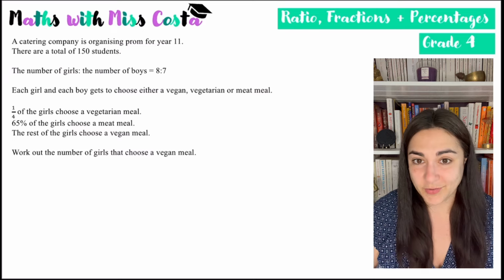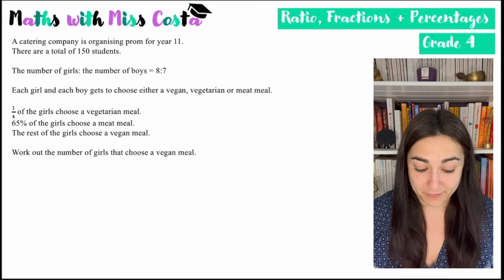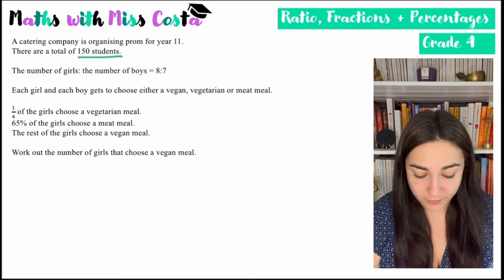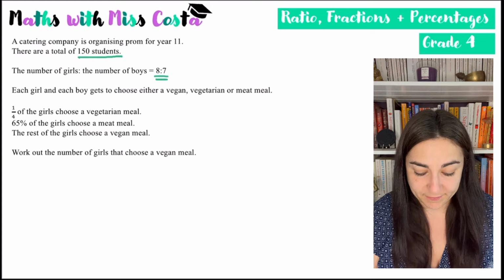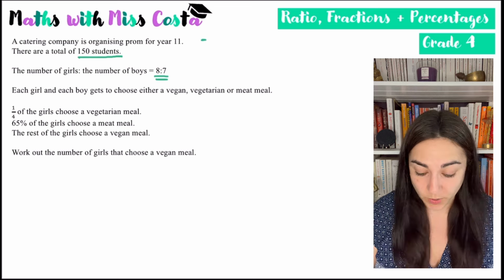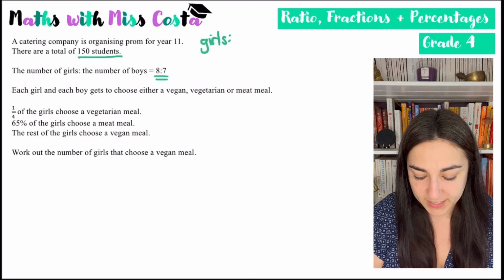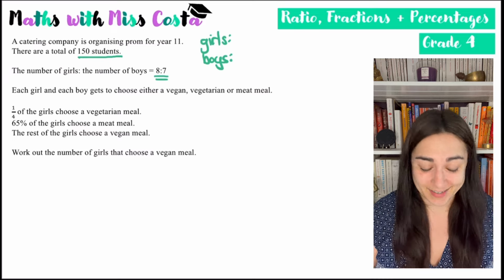So I'm told that a catering company is organising prom for year 11. There are a total of 150 students. The number of girls to the number of boys is 8 to 7. So the first thing I can do is work out what the number of girls must be and what the number of boys must be. So it just helps to dissect the information.